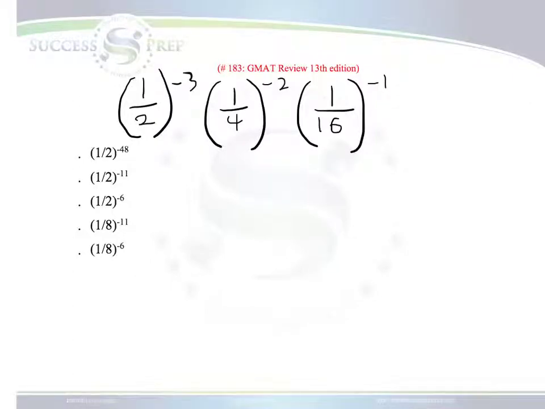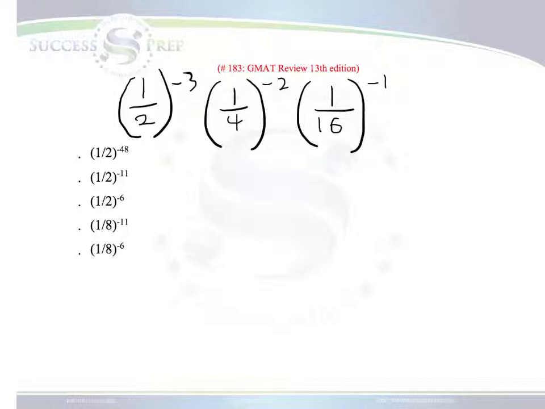On the GMAT, one of the things you want to do with a question like this is to try to get the base, the numbers inside the parentheses, the 1/2, the 1/4, and the 1/16, to be the same. That's a key concept with exponents, which is a topic this question falls under. And with exponents, if you can get the numbers inside the parentheses to be the same, it makes what you need to do to the exponents really simple.